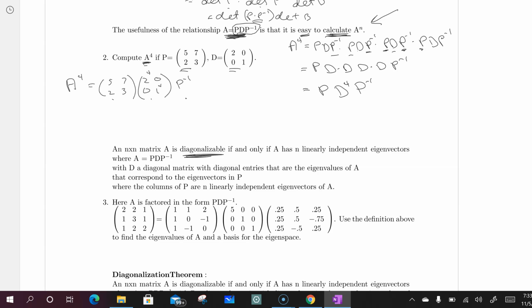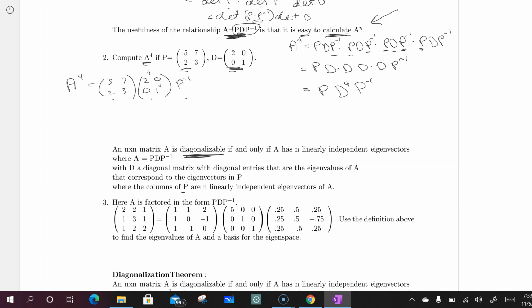So a matrix A is diagonalizable if and only if A has n linearly independent eigenvectors, and that's where we get these matrices P, D, and P inverse. D will be the diagonal matrix, a diagonal matrix with the eigenvalues of A on the diagonal. And the P matrix is made up of the linearly independent eigenvectors, and they will correspond.